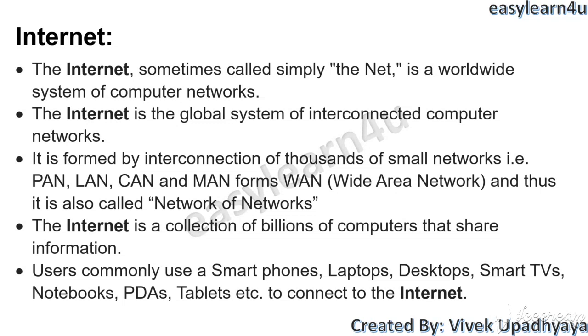So when you combine these small networks, it forms the largest network, that is called WAN. So your small networks may be your PAN, LAN, CAN, and MAN. And when these small networks combine in large number, it forms the largest network called WAN.